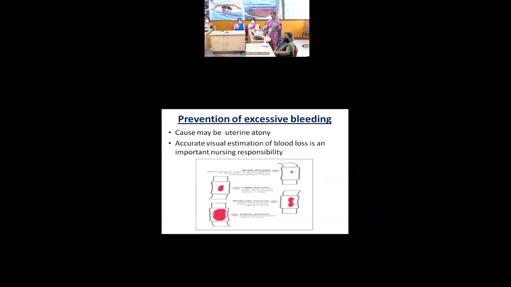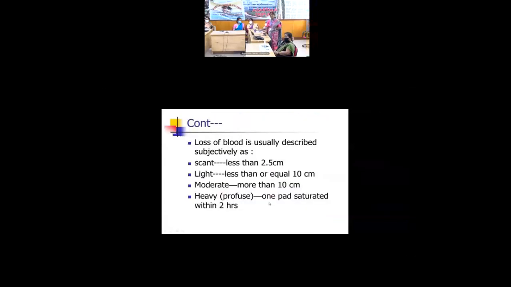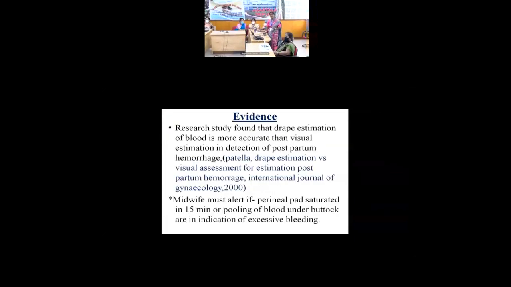The cause may be uterine atony. Accurate visual estimation of blood loss is an important nursing responsibility. That is scanty, light, moderate, and heavy bleeding. Loss of blood is usually described subjectively, as I have said already. Less than 2.5 centimeters is scant. Light is up to 10 centimeters. Moderate is more than 10 centimeters. Heavy is 1 pad saturated within 24 hours, or it may be within 2 hours, or 1 hour also.